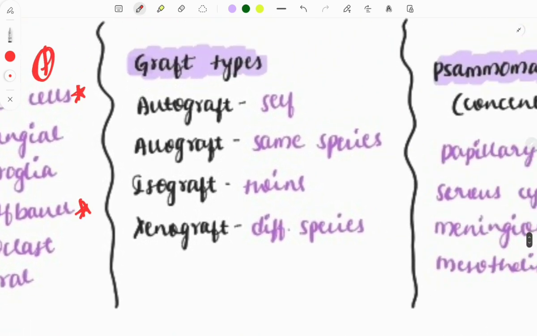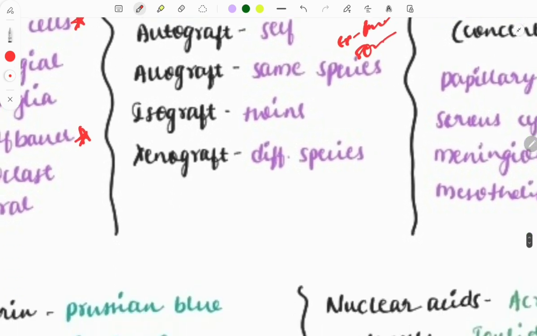Then graft types. This is also a repeat topic, and frequently questions are asked. If self, it is auto; if same species, allo. In the question, things can be described like the mother gave blood or the son gave blood, or any donation, organ donated or grafted. So if the son gave to the father, that will also be allo, son to father and like that. Then iso means from the twin, and xeno means different species. Okay.